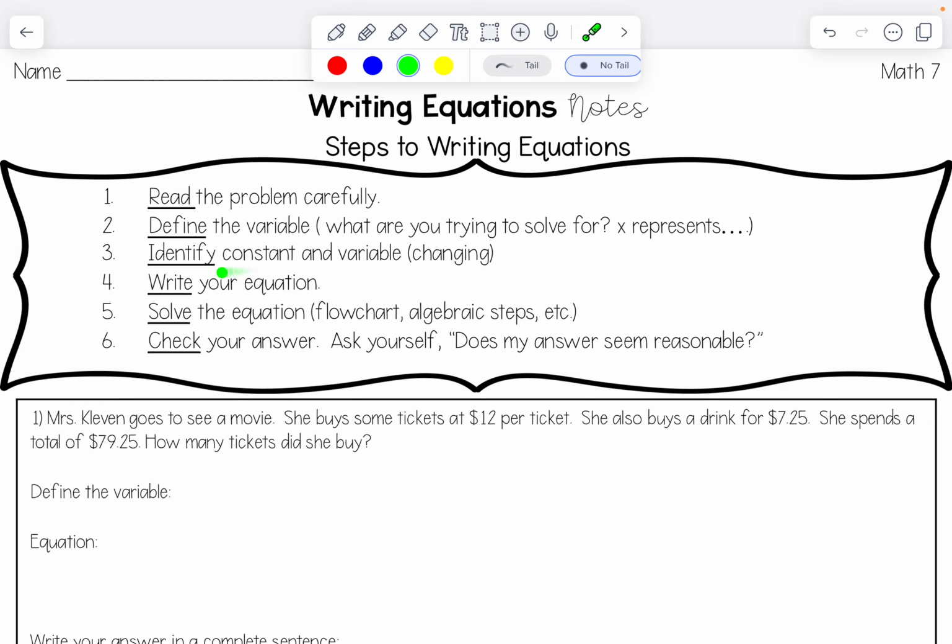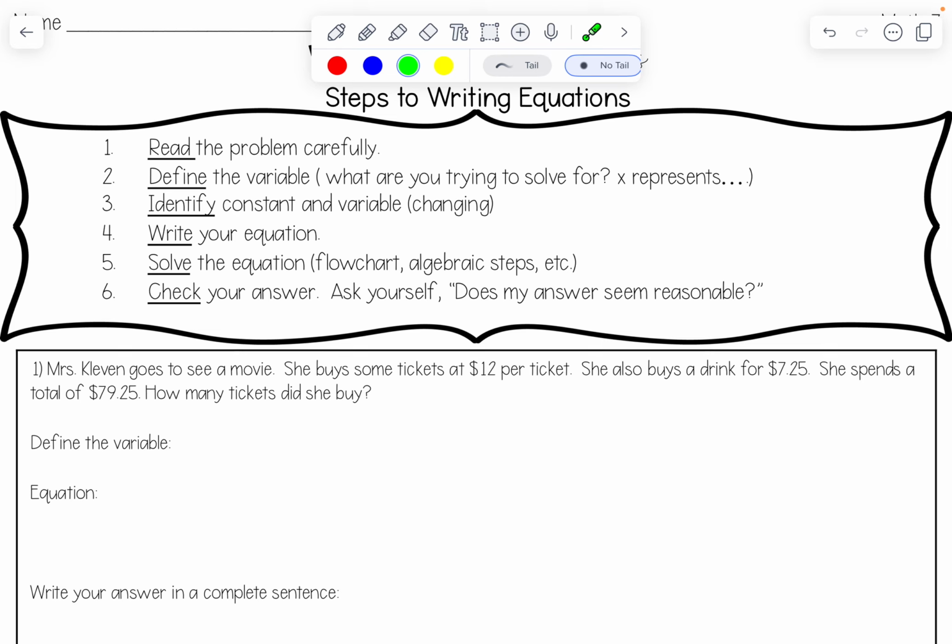Then one thing that'll be helpful is being able to identify what's going to be a constant in your equation, and what's going to vary or change. We'll write our equation, we'll solve it, and then we'll check our answer. So we'll make sure our answer seems reasonable.